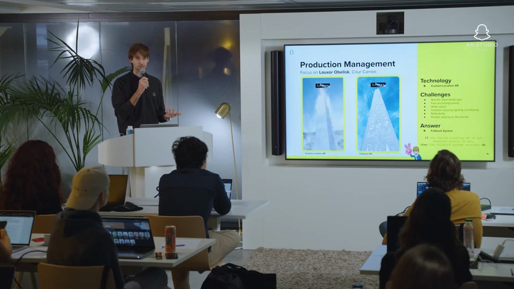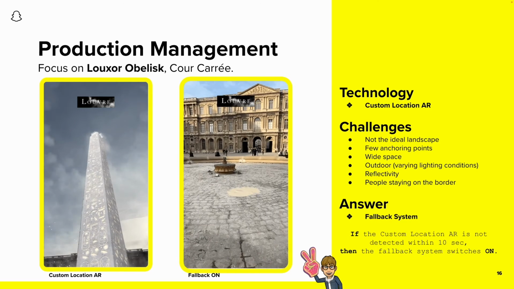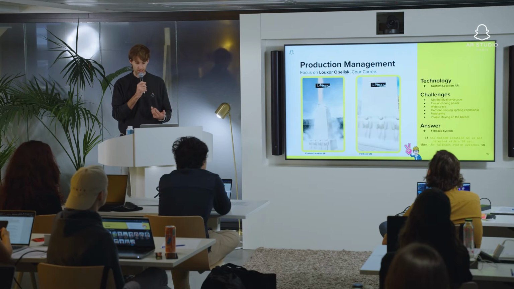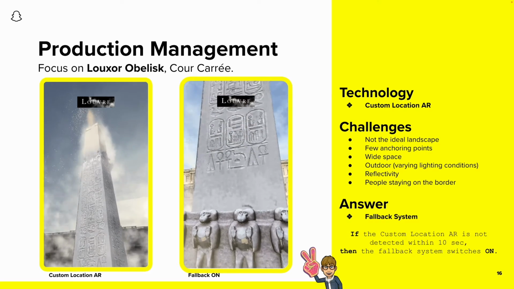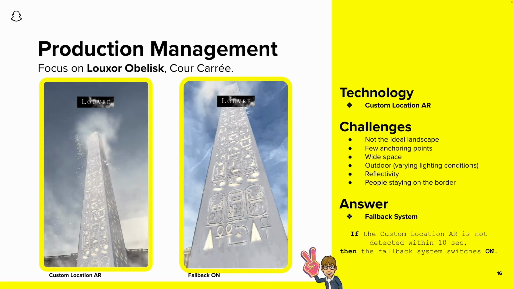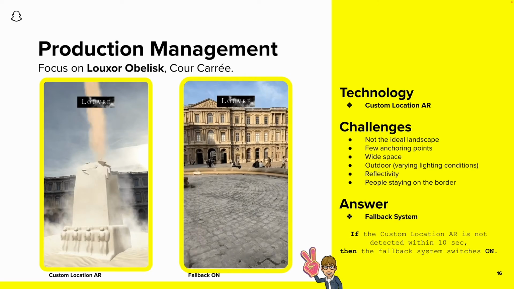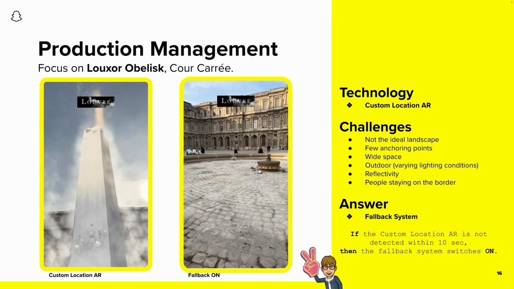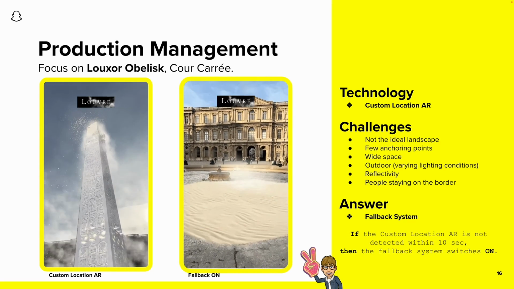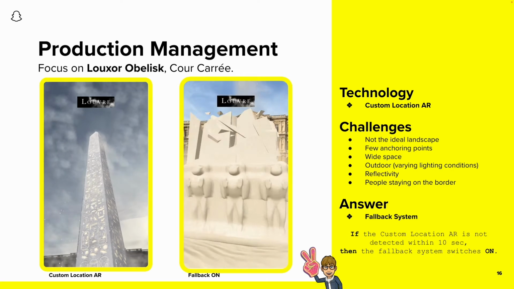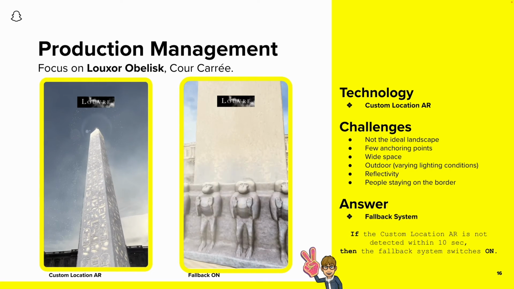However, we have been facing many challenges here because, to be honest, it was not the ideal landscape to use the custom location AR template. There were just a few anchoring points on the fountain. It's a really wide space, about 8 meters in diameter. It's outdoors, with light conditions that we obviously cannot control.